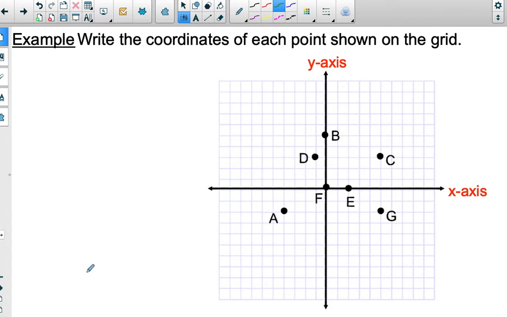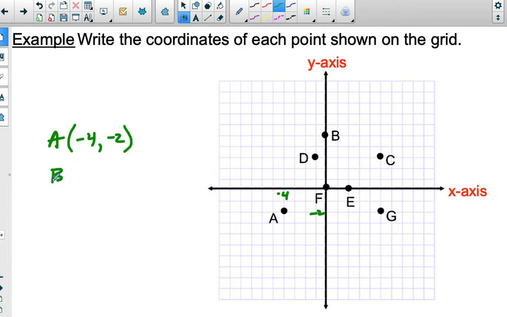Write the coordinates of each point. So point A is located at 1, 2, 3, -4 on the x-axis. So that's over to -4. And down to -2 on the y-axis. So you should have brackets -4, comma -2, closed bracket.